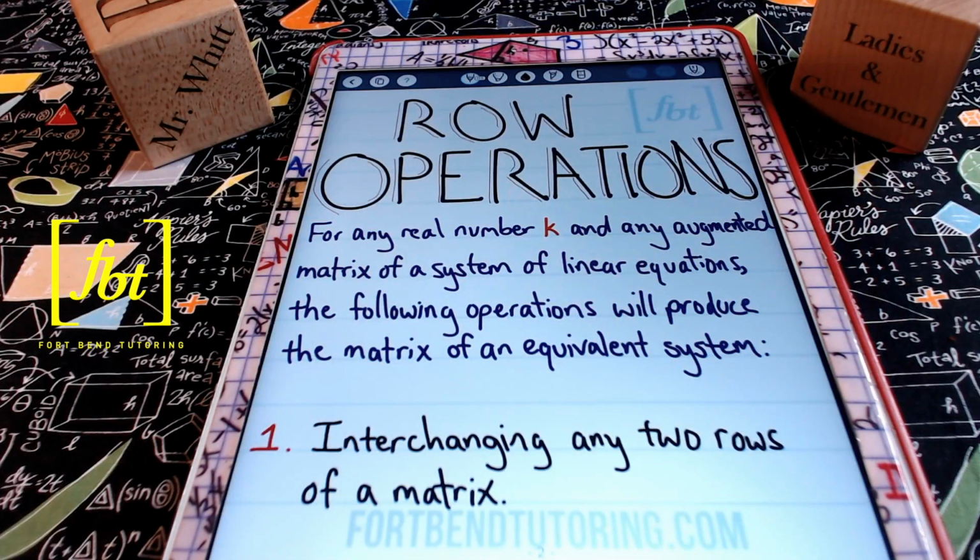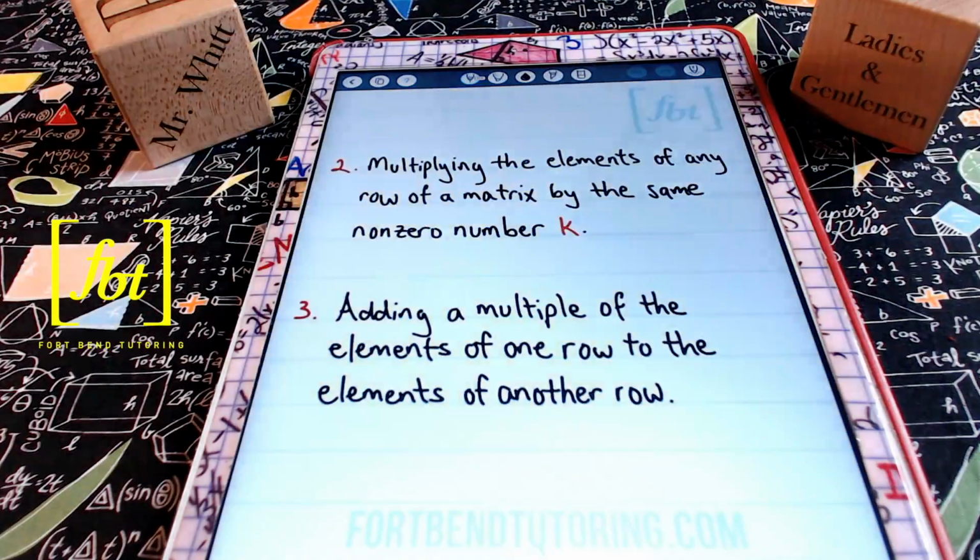Let's go ahead and begin with some rules about row operations. Let's start with the fact that for any real number k in any augmented matrix of a system of linear equations, the following operations will produce the matrix of an equivalent system. Number one, interchanging any two rows of a matrix will result in an equivalent system. That means that you can swap out any two rows of a matrix and your answer will not change. That is correct. Let's see about number two.